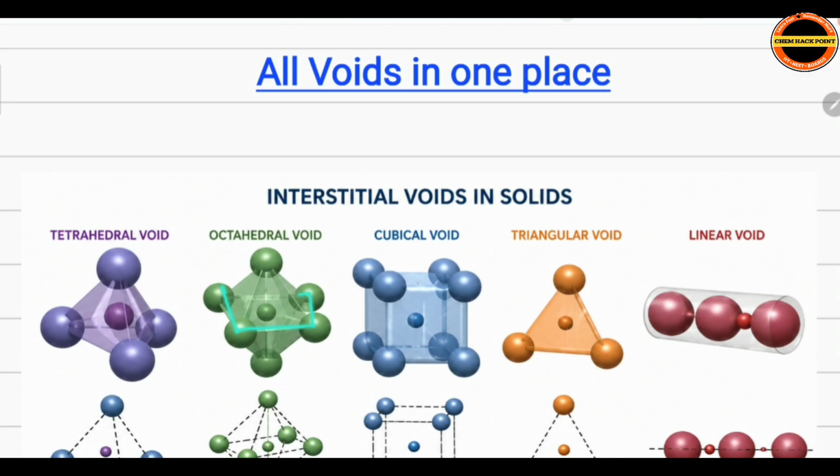Similarly, we know the octahedral structure. In octahedral, when these 4 atoms are placed together, with one above and one below, the middle space generated is referred to as an octahedral void. Even here it is a cubical void, here it is a triangle void, here it is a linear void. Purely based on the arrangement of atoms, whatever space is developed between those atoms based on their respective shape, here it is a tetrahedral void, octahedral void, cubical void, triangular void, linear void.